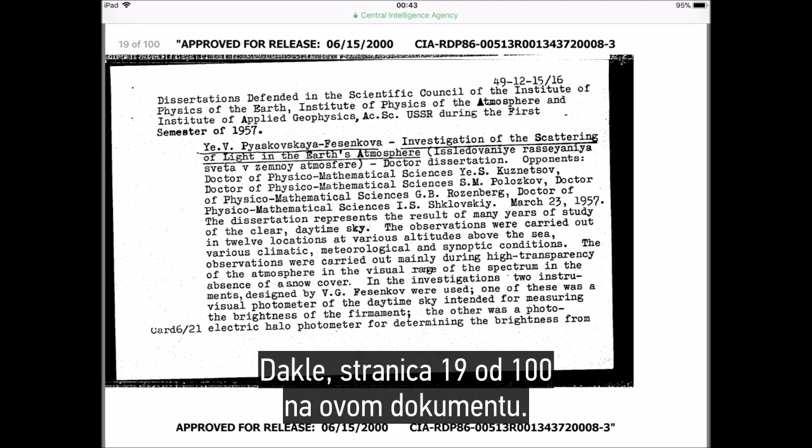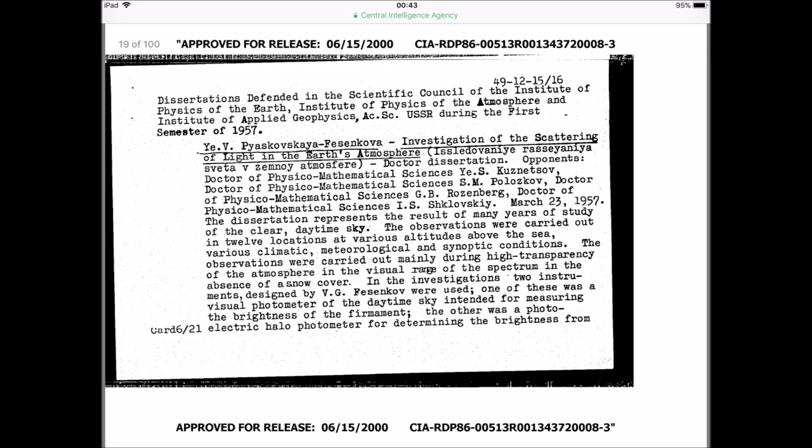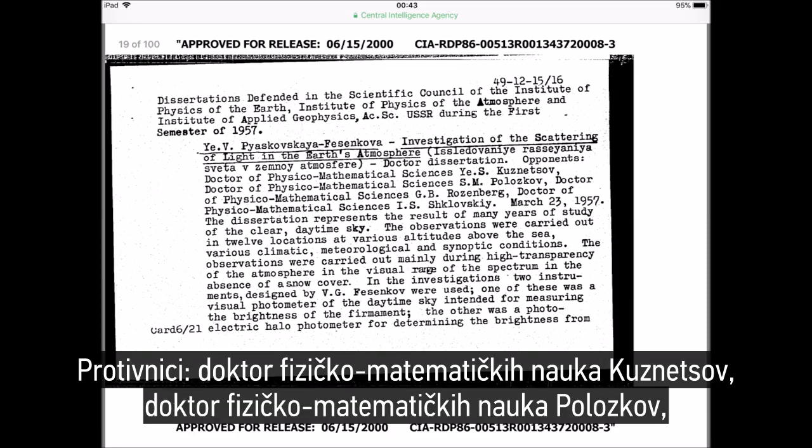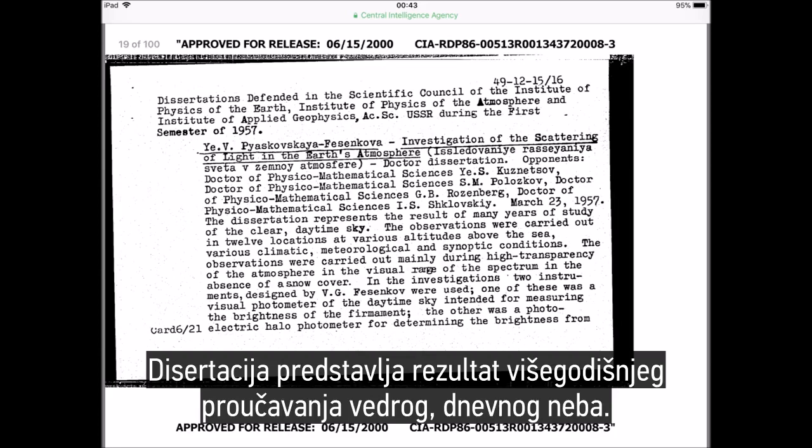So page 19 of 100 on this document, and we read, Doctoral Dissertation. Opponents: Doctor of Physico-Mathematical Sciences Kuznetsov, Doctor of Physico-Mathematical Sciences Polotskov, Doctor of Physico-Mathematical Sciences Rosenberg, Doctor of Physico-Mathematical Sciences Shklovsky. The dissertation represents the result of many years of study of the clear daytime sky.